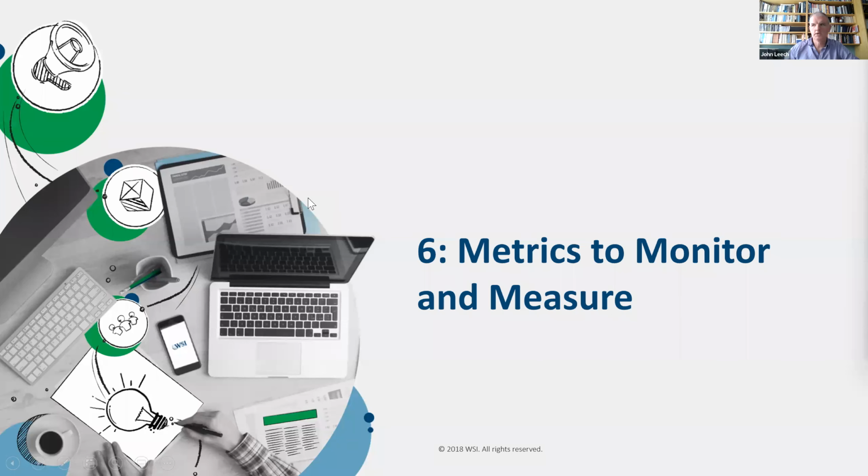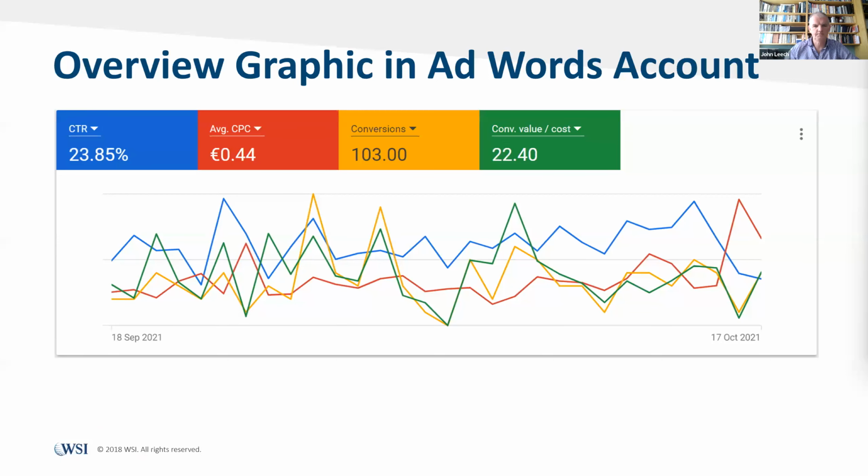Okay, so let's talk about metrics to monitor and measure. When you have your campaign up and running, the overview screen at the top of your ads account gives you a picture like this, and you can select the metrics here at the top in terms of what you want to track over time, and you can set the date range. It can be a month, all time, the last 3 months, whatever time horizon you want to track.